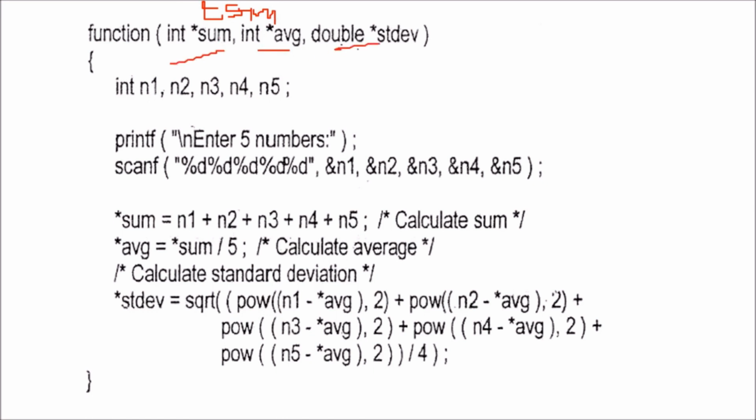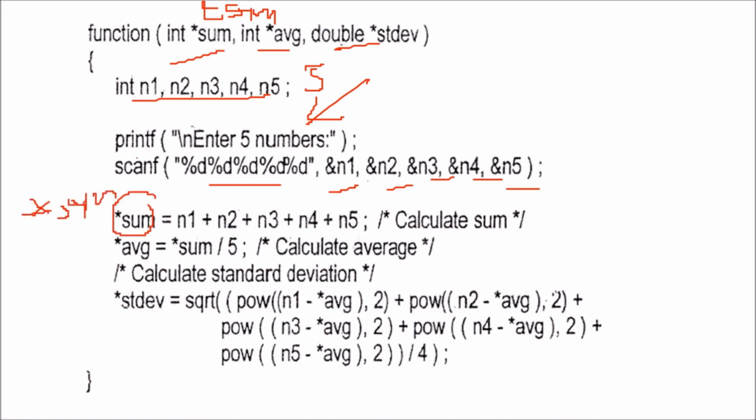Similarly for average and similarly for the standard deviation. Now we are asking for 5 values. We are taking the 5 values, 1, 2, 3, 4, 5, and writing them, and now we are assigning them to star sum.